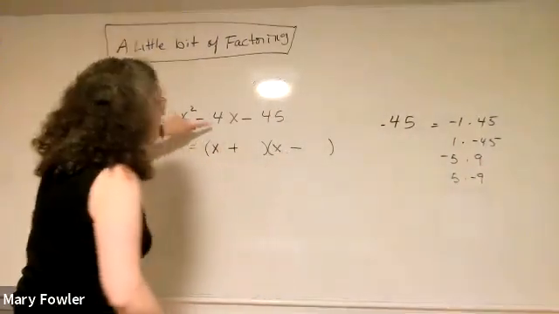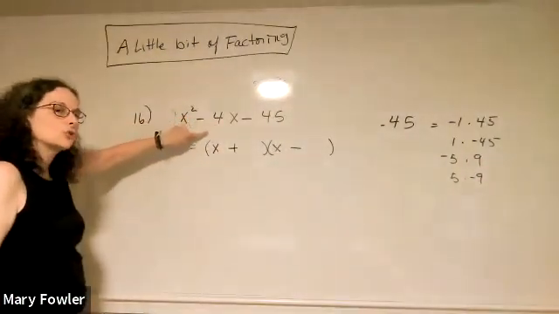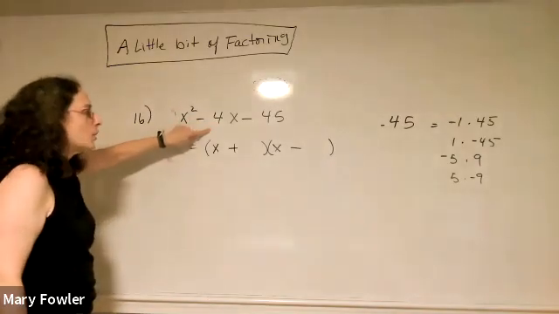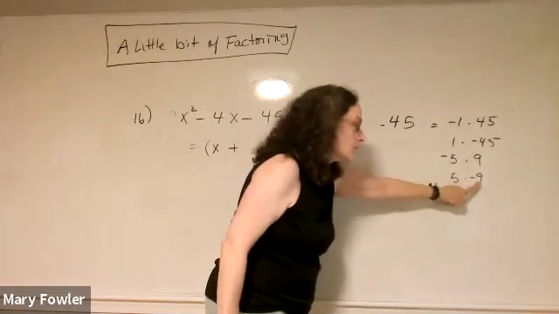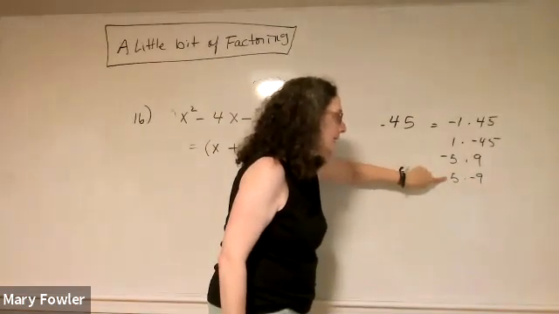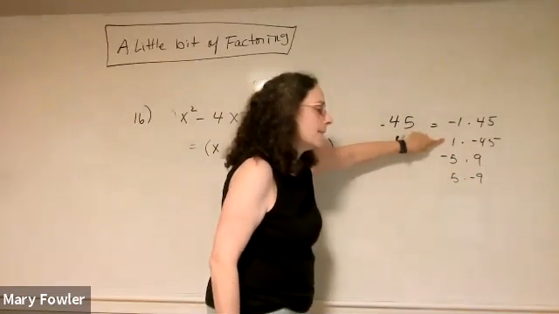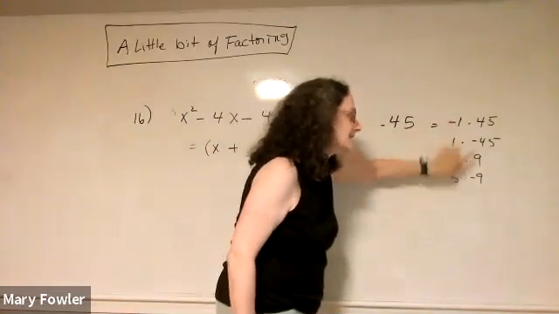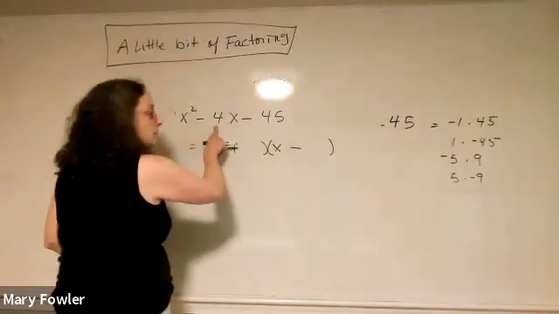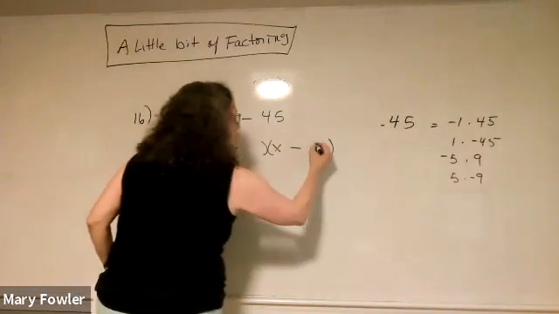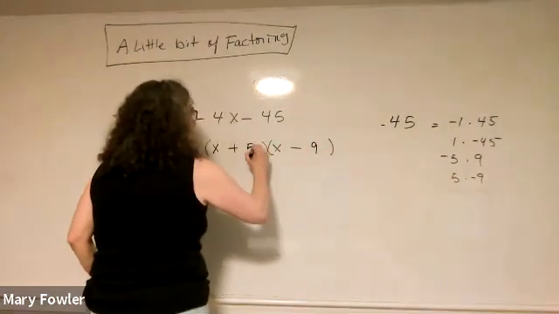But because the middle term is negative, we know that the larger number is going to be the negative. So it's either going to be the 5 and the minus 9 or the 1 and the minus 45, because we need the negative sign to rule. In this case, we want the difference to be negative 4. So we'll go with 9 and 5.